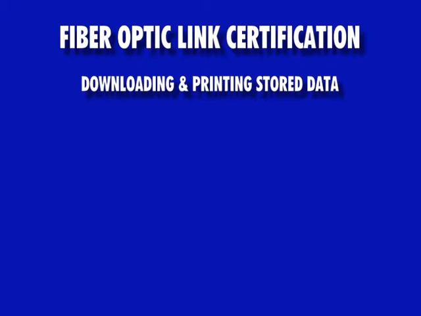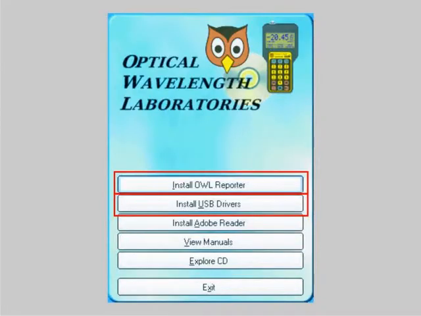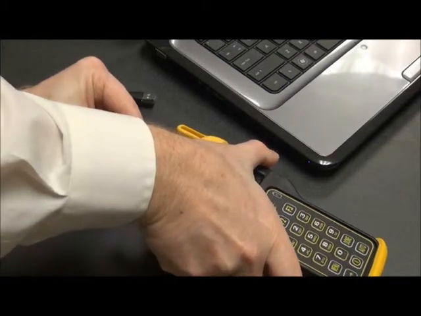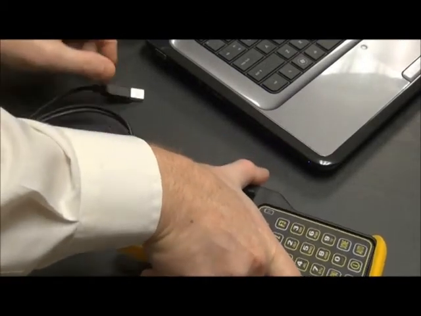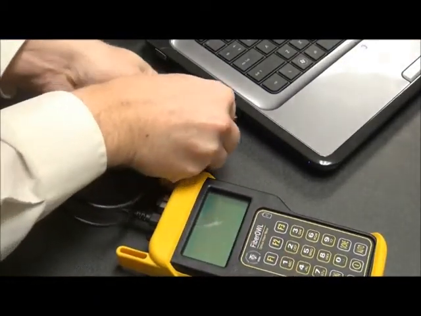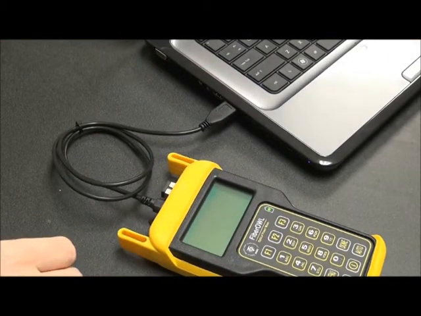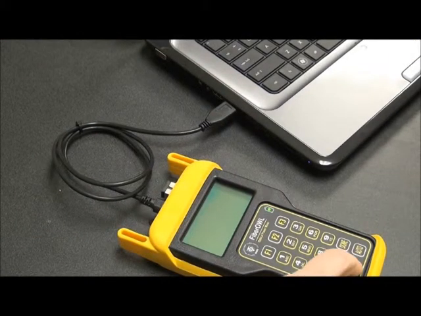Once data has been stored in the optical power meter, test results can be downloaded to a PC to produce a certification test report. First, install the USB driver and Owl Reporter software from the supplied CD or a USB flash drive. Connect the power meter to the PC using the supplied USB cable. And then power on the power meter.